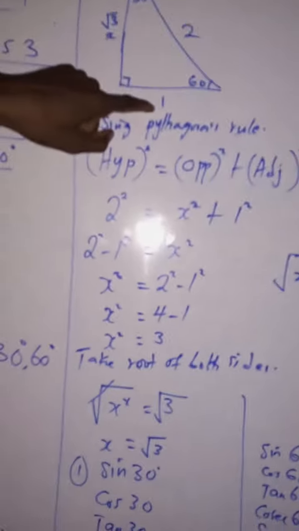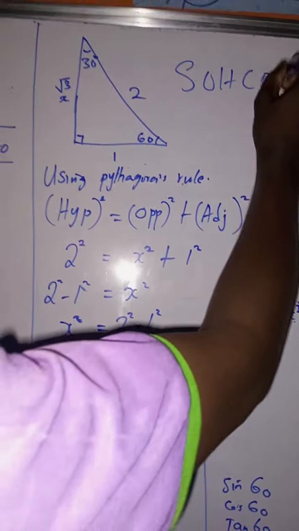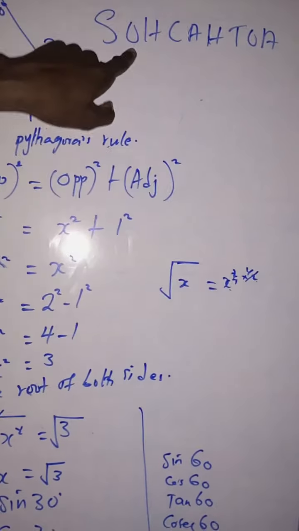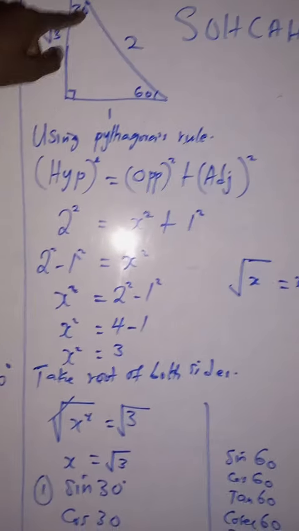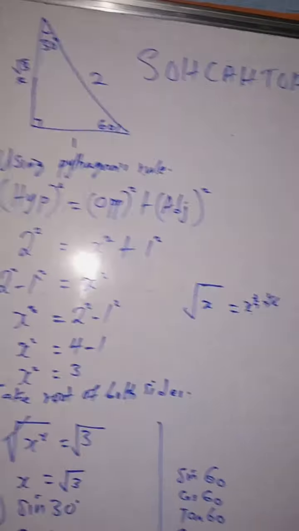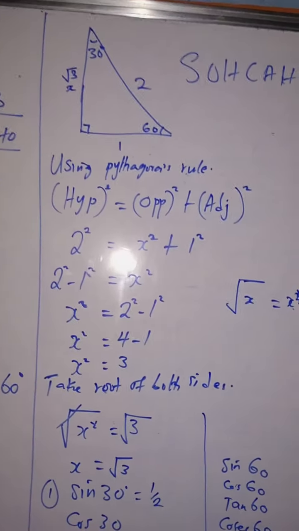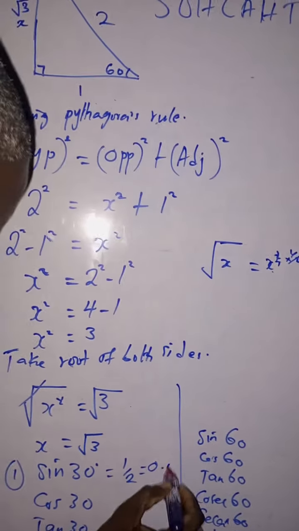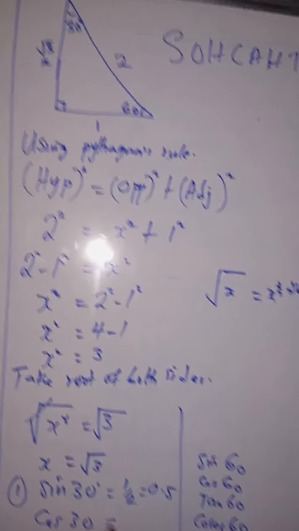And what is sine? Sine is opposite over hypotenuse, O over H. So this is my opposite, facing this 30, and this is my hypotenuse. So that one will give me half. And if you check with your calculator, it will first give you 0.5. That's sine 30.